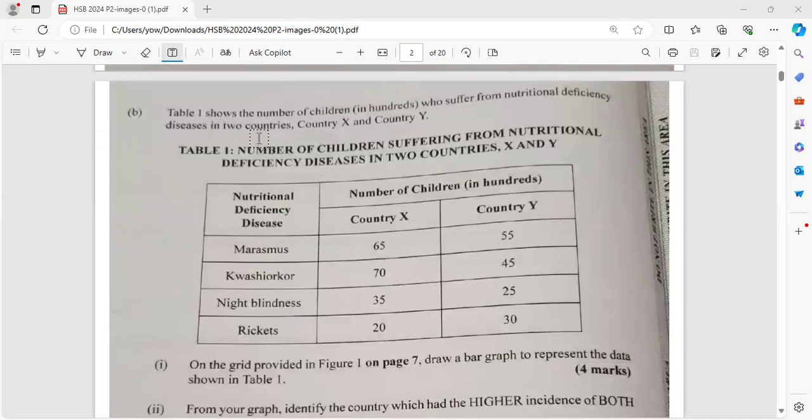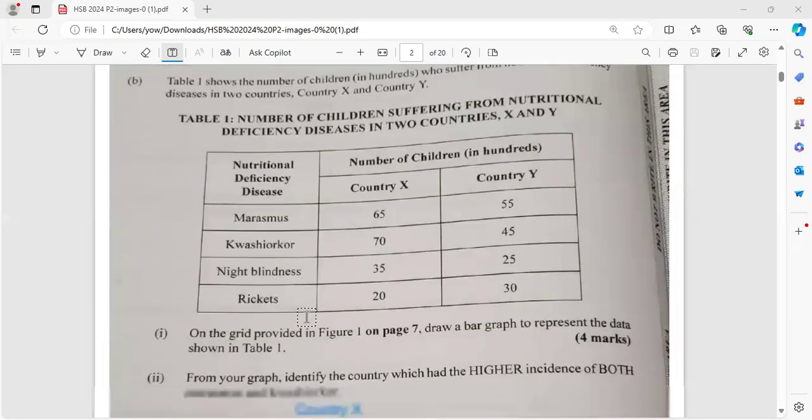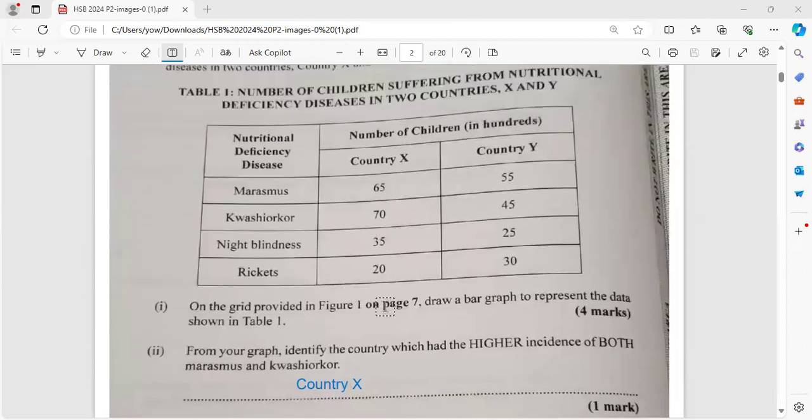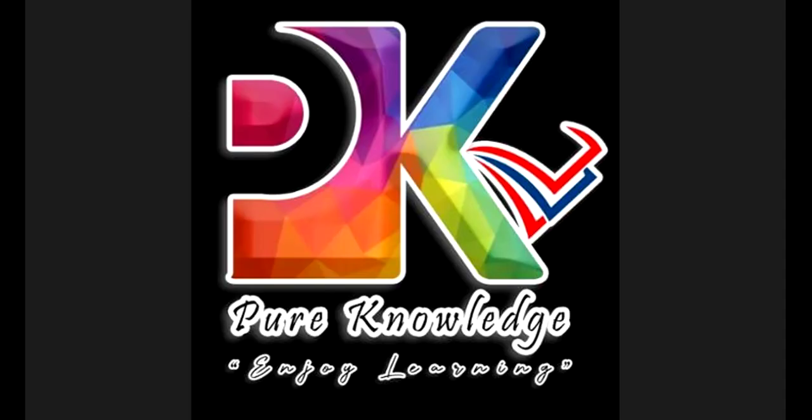Next, we have a table that shows the number of children in hundreds who suffer from nutritional deficiency diseases in 2 countries, country X and country Y. Right, and we can see the title here, nutritional deficiency disease, and all of them are listed here. So on the grid provided in figure 1 on page 7, draw a bar graph to represent the data shown. So guys, a bar graph, we went ahead and just did a little bar graph to show you how it should look.